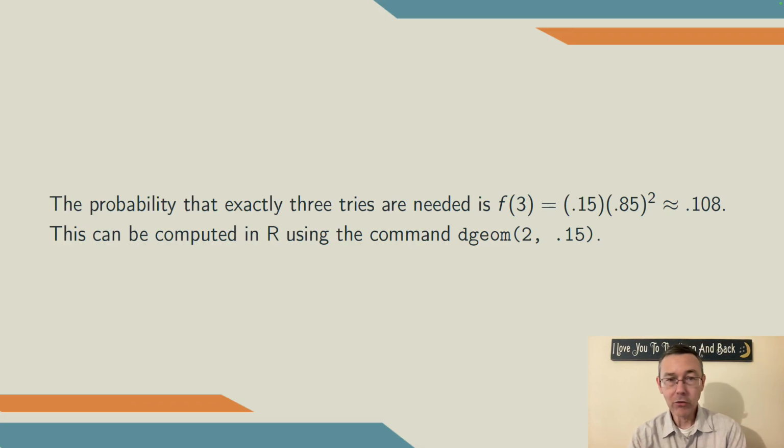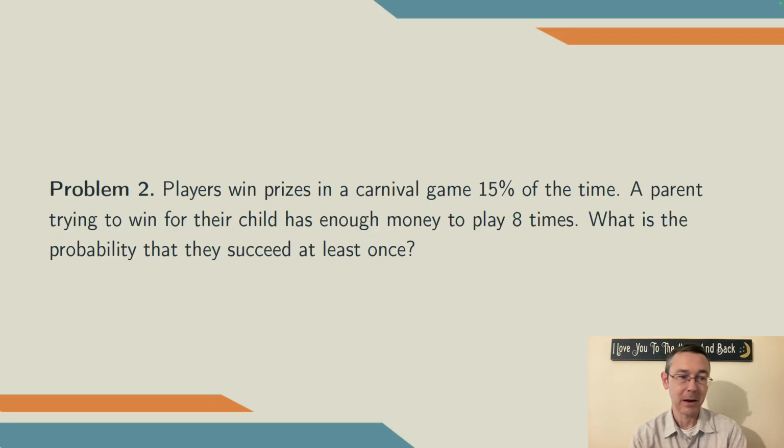This is a little easier to do if you're using technology. I use R, where the command is dgeom(2, 0.15). R, like some other pieces of technology that you might be using, counts the number of failures before the first success rather than the total number of trials. That's why there's a 2 there rather than a 3.